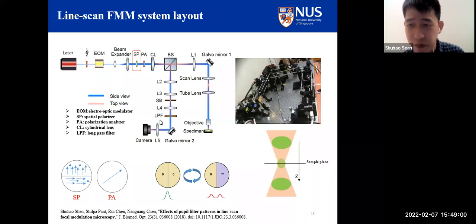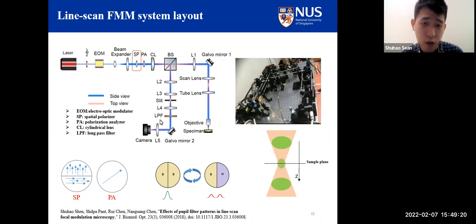Then this modulation finally generates the intensity modulation at the focal plane, as you can see from this figure here. There is only intensity excitation modulation at the focal plane. In the out-of-focal planes, there are no modulations.